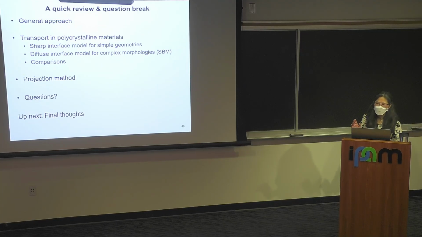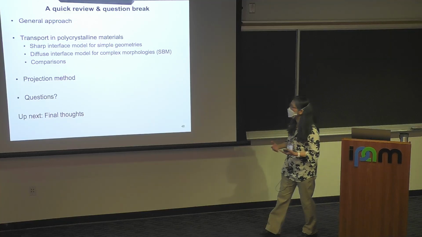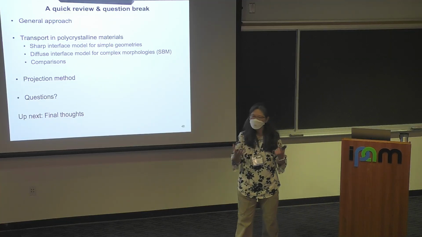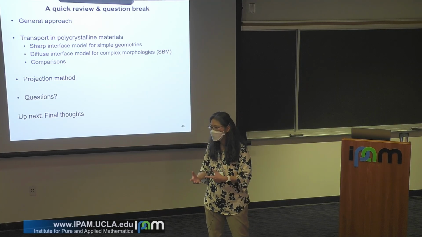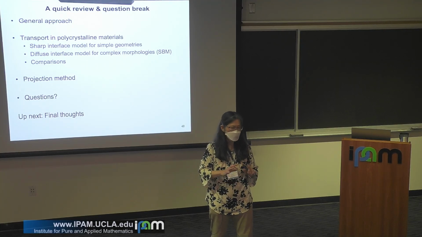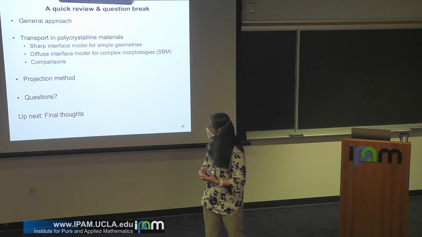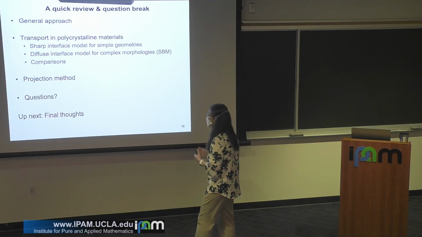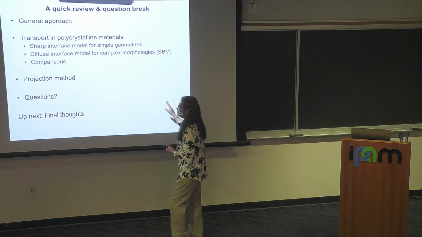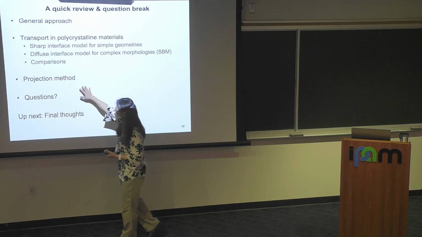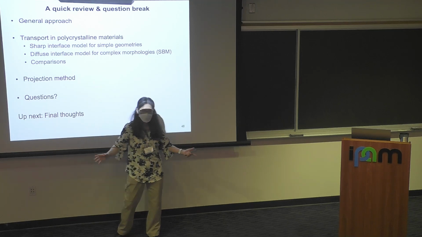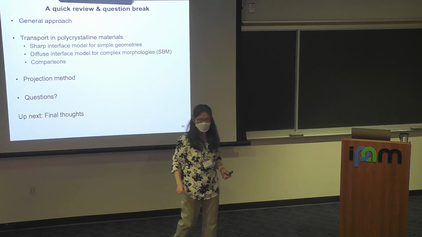So, quick review. Basically, I just talked about transport, and I talked about grain boundary transport and the grain boundary assisted or hindered transport because it's easier to actually model compared to having other bulk phases. So that's what I focused on, and I talked about the projection method. Any questions before I wrap up?